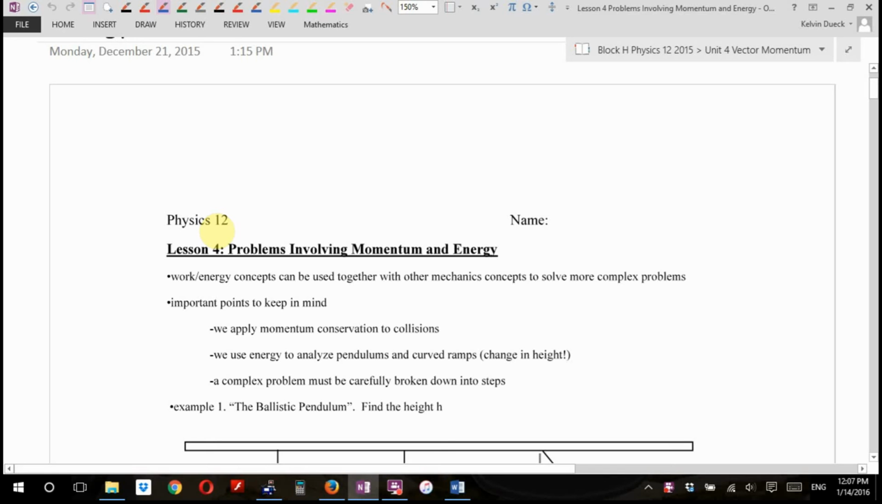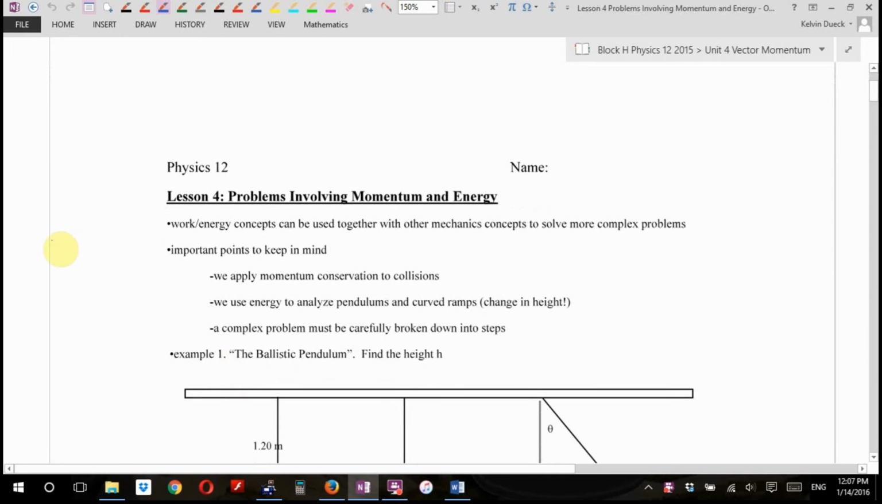Problems involving momentum and energy. Or let me say this differently: problems where there's a collision or explosion and where there's a change in height, change in speed, a yucky, curvy path. So what do you want to keep in mind? What to use when? I wrote down here, work and energy concepts can be used together with other mechanics concepts to solve more complex, cooler but tougher problems.